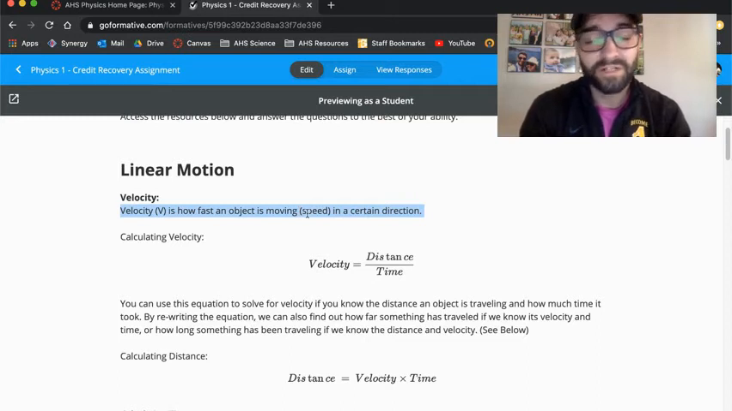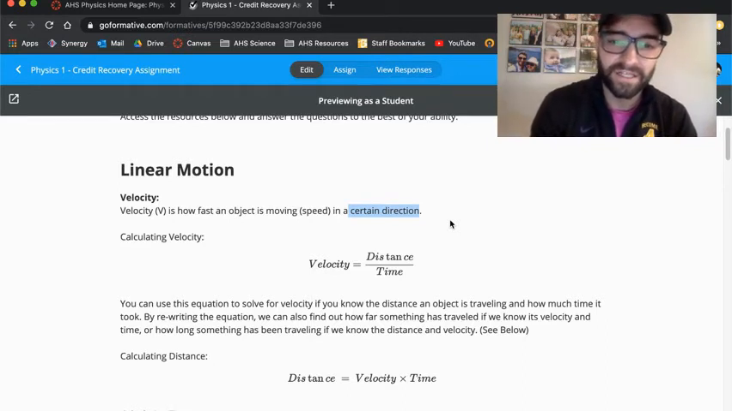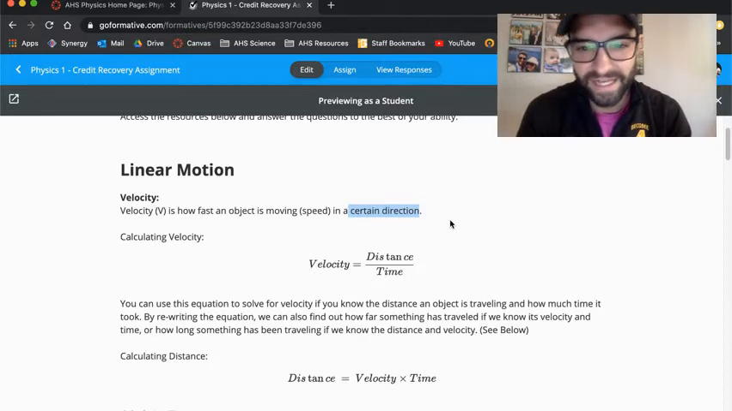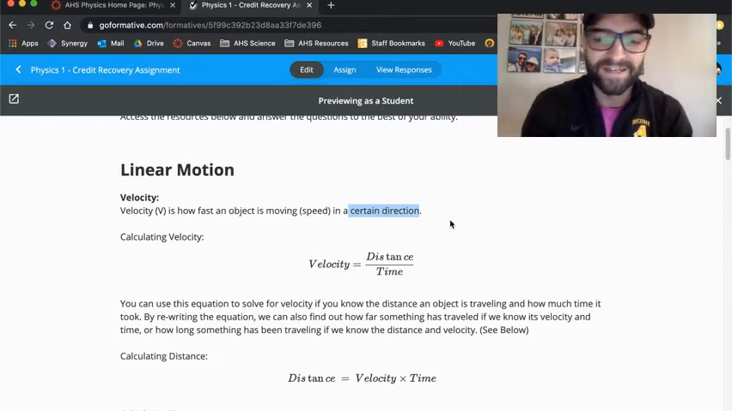It's really common that people will refer to this as a speed. But speed technically is just how fast an object is moving. Velocity is how fast it's moving in a certain direction. So you can have a positive velocity, you can have a negative velocity. You can't really have a negative speed, because you're going to be moving if you're at a negative speed. But you can have a negative velocity. So that's a little bit of the difference.